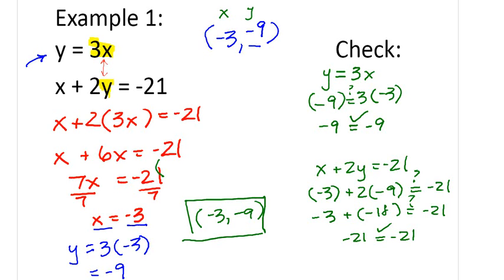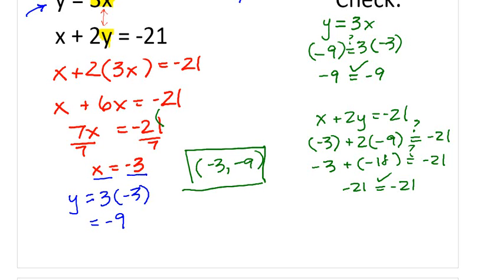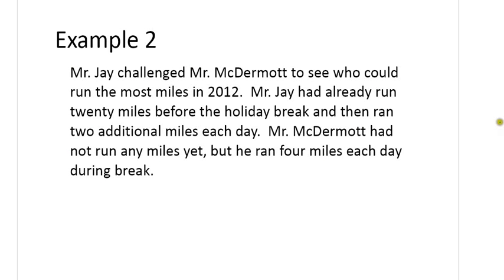But let's talk about what this would look like in a story problem. So example 2 says, Mr. J challenged Mr. McDermott to see who could run the most miles in 2012. Mr. J had already run 20 miles before the holiday break and then ran 2 additional miles each day. I'm going to go ahead and highlight this. You don't need to write this out in your notebook, but what you should do is be taking down the information that's pertinent here. So this gives me the first equation.